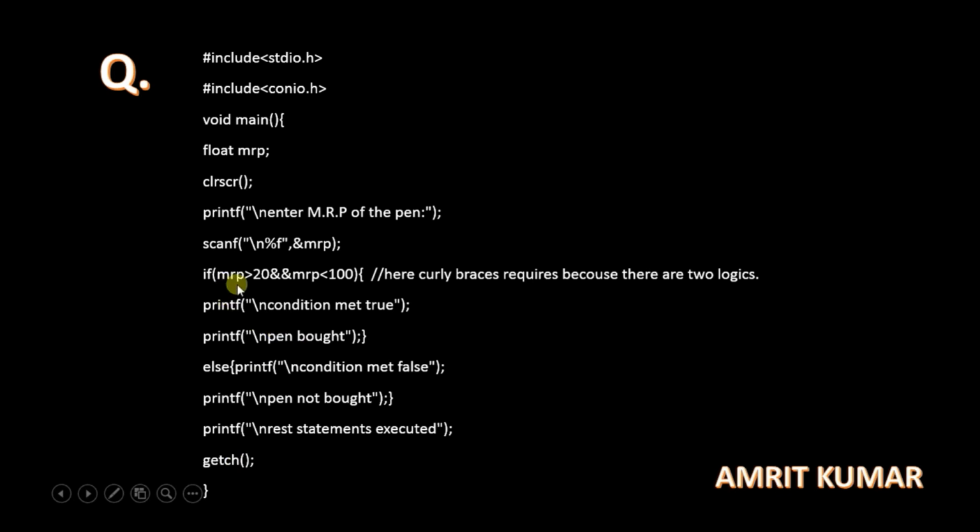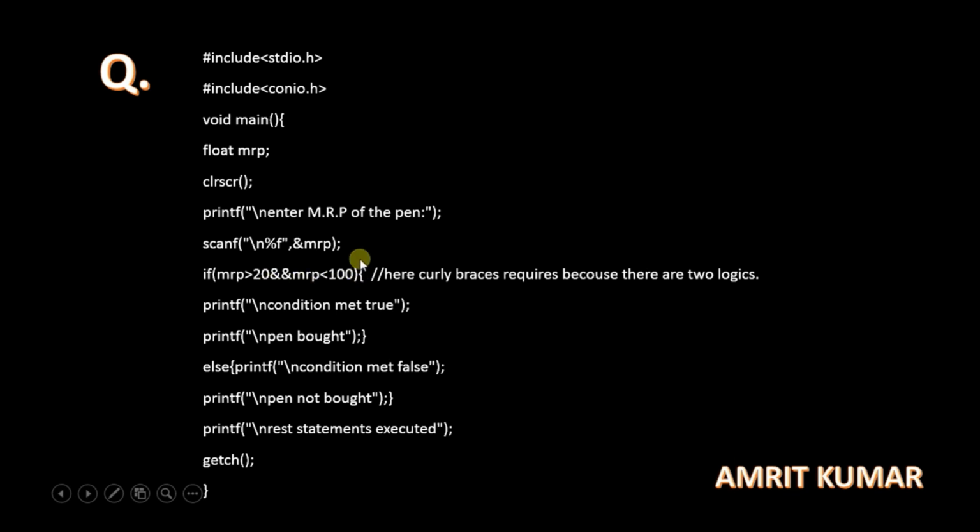so here the condition is telling us that if MRP is greater than 20 and operator, we can say the logical AND operator, and we have studied in the logical operators about the AND operator that if both the conditions are true, then it is going to return us true, otherwise it is going to return us false. Okay, so here if MRP is greater than 20, logical AND, MRP is less than 100. So this is the condition that should be fulfilled.